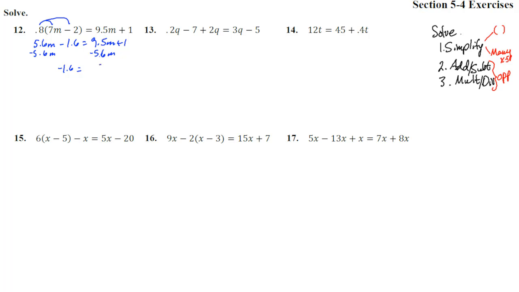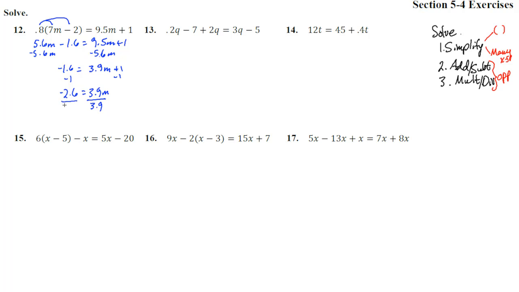Borrow: 15 minus 6 is 9. 8 minus 5 is 3. 3.9m plus 1. Oh, but now we're down to those last two steps. Now we subtract the 1 from both sides. We get negative 2.6 equals 3.9m, and divide by 3.9.